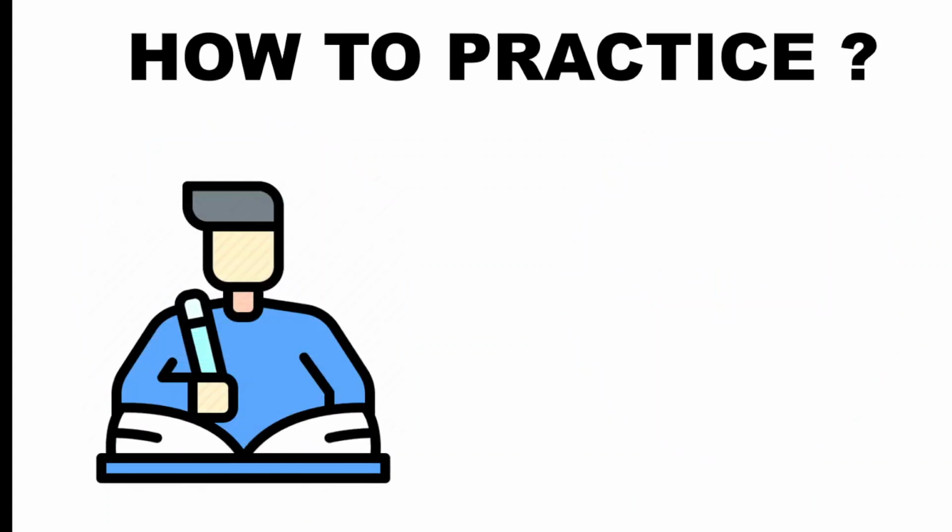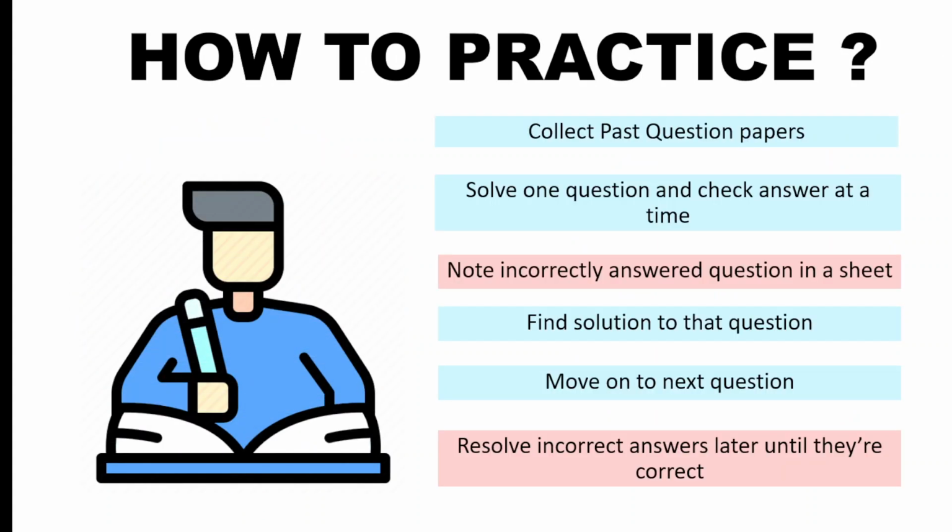So, you start practicing right away with whatever knowledge you have. So, how do you practice? Well, for that, you have to collect all the past question papers. You have to solve one question at a time and check answers immediately for faster feedback. You note the incorrectly answered questions in your Google Sheet. Okay, I will show you what it looks like. You find a solution to that question, move on to the next question, and you resolve incorrect answers later until they are correct. Basically, in practice time or in revision time, you go back to your practice questions and you solve them. Okay, does that make sense?